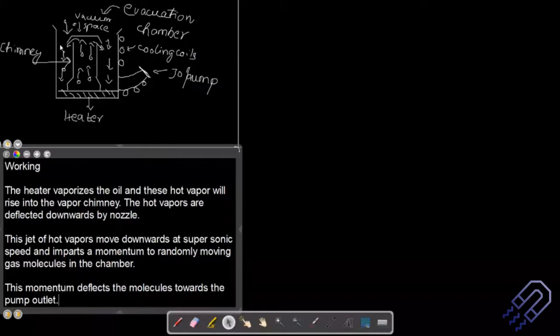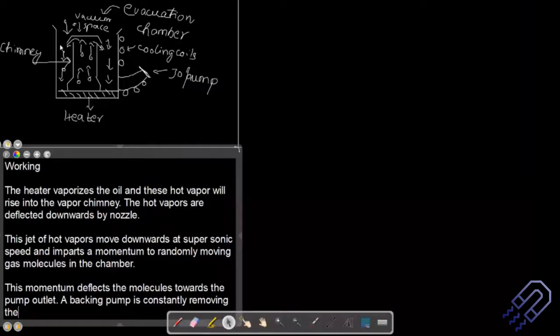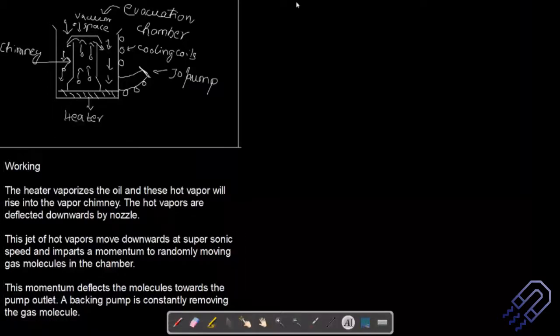Okay, and we use a backing pump. The pump outlet is also connected to a backing pump because whatever is there needs to be removed. It's not that the chamber will be evacuated in one go. It's happening in cycles. In each cycle a backing pump is used to constantly remove the gas molecules. So what happens after that is you're basically going to expel the gas molecules, and finally you're going to get a vacuum.